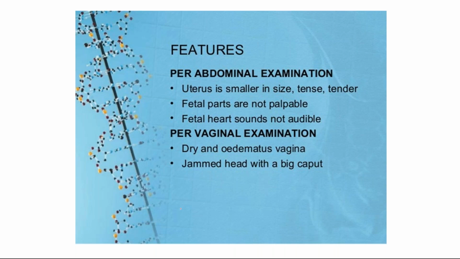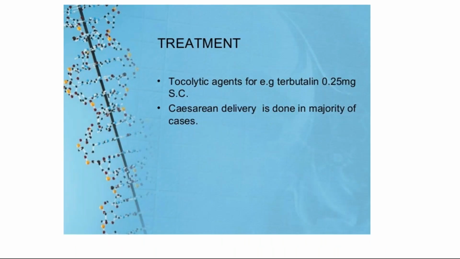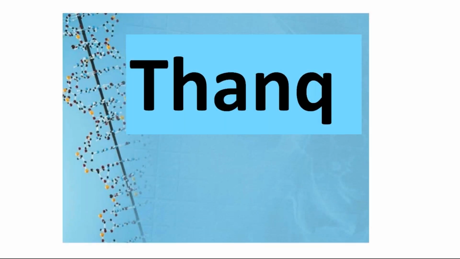So per vaginal examination, you can see a dry and edematous vagina. There will be a jammed head with a big, huge caput succedaneum. So tocolytic agents, terbutaline, can be given at 50 mics subcutaneous injection, and most of the cases need a cesarean delivery. Okay, so this is about uterine abnormalities.